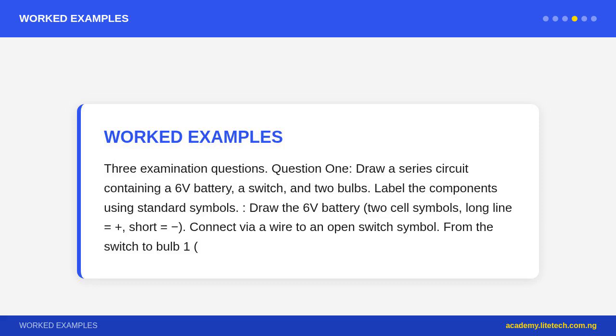Examination question. Question 1. Draw a series circuit containing a 6V battery, a switch, and 2 bulbs. Label the components using standard symbols.